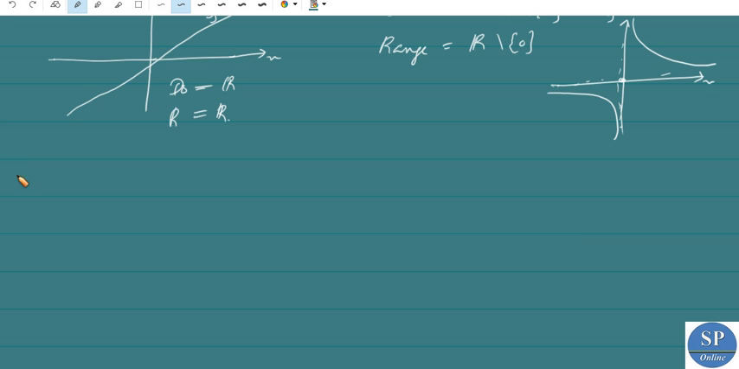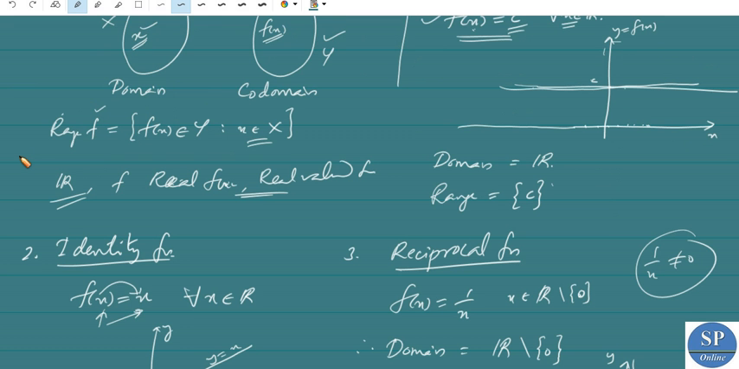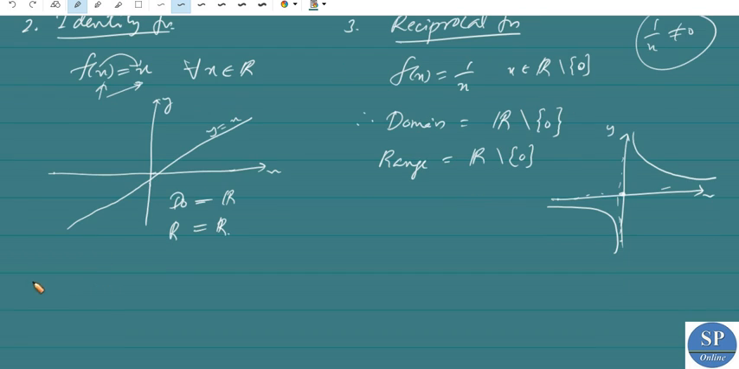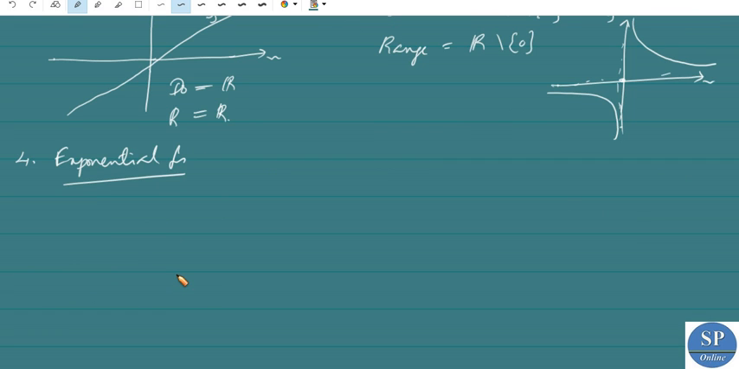Next, exponential function. So an example of an exponential function is e power x for x belongs to R. F of x equal to e power x for x belongs to R. So what will be the graph of this exponential function? That is nothing but like this.